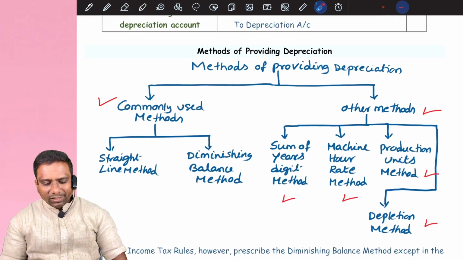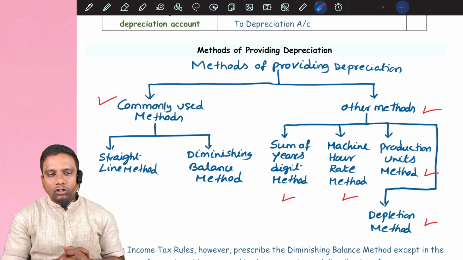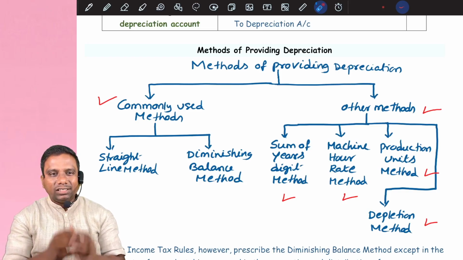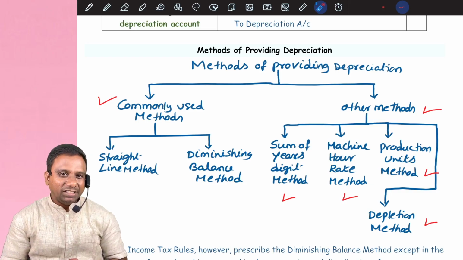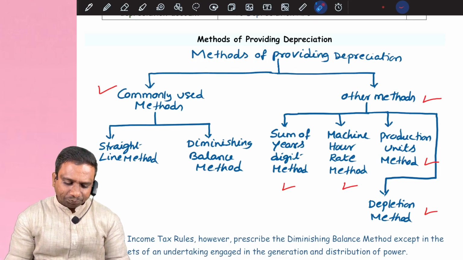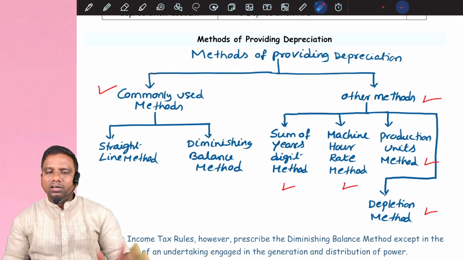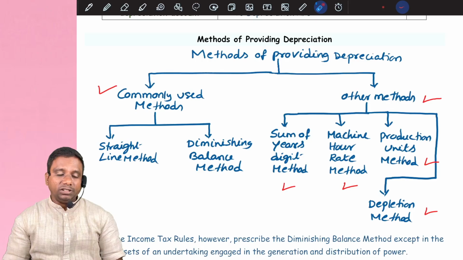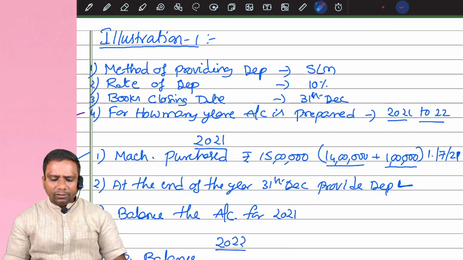Now we try to understand how the problems of the depreciation chapter are to be solved. Here I will discuss a small technique of solving problems on depreciation. Generally, I have already told you, we discuss commonly used methods here: straight line method or diminishing balance method or WDV method. Now look at here.